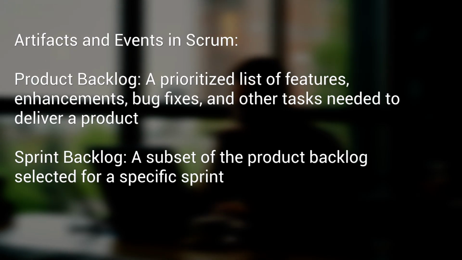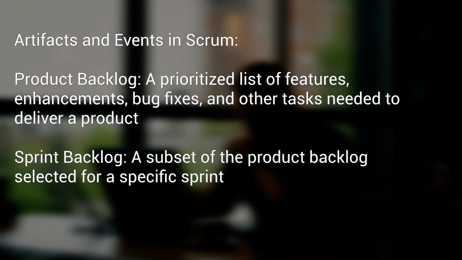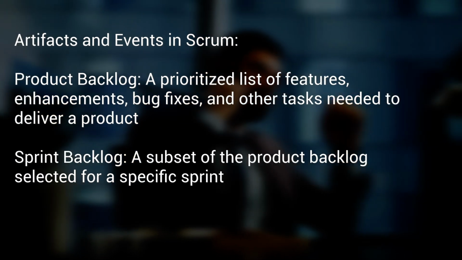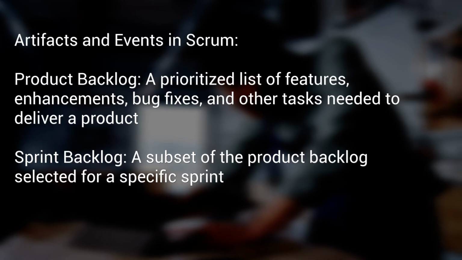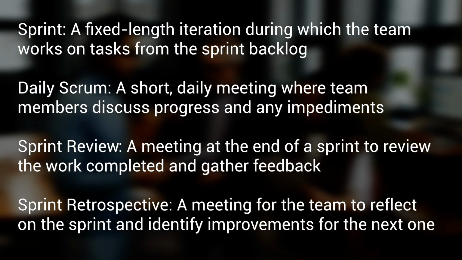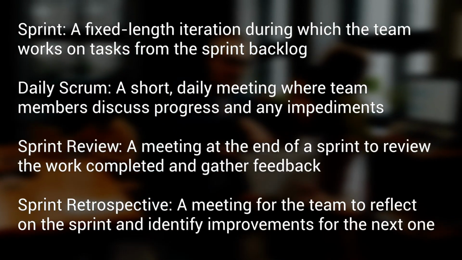Artifacts and events in Scrum. Product backlog. A prioritized list of features, enhancements, bug fixes, and other tasks needed to deliver a product. Sprint backlog. A subset of the product backlog selected for a specific sprint. Sprint. A fixed-length iteration during which the team works on tasks from the sprint backlog.